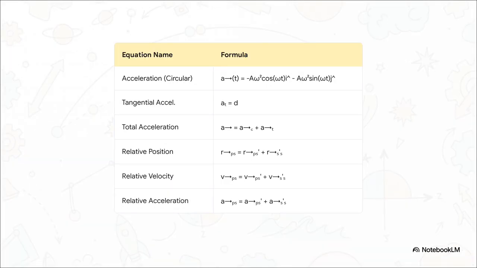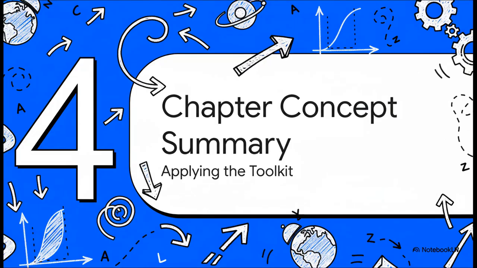And our final set of equations wraps things up by covering the last two big ideas: circular motion and relative motion. You can see how we calculate the different kinds of acceleration when something's turning. And then, those last three equations, they are the absolute key to translating motion from one person's point of view to someone else's. Okay, on to our final section.